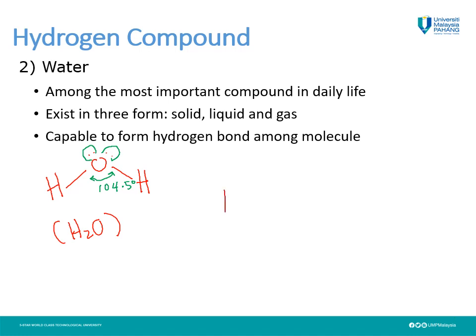So let's say we have a water molecule, the first water molecule, and we have the second water molecule. The formation of hydrogen bonding took place between the hydrogen atom from one molecule to the oxygen atom of the second molecule. So this is a strong bond and makes water exist as liquid at room temperature.